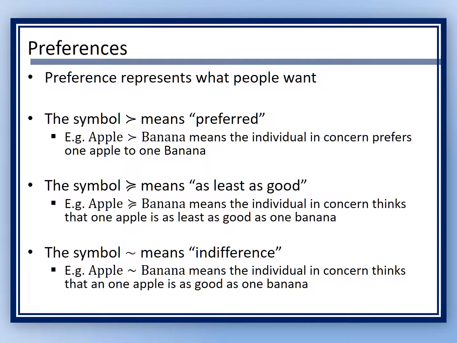They cover all cases, right? They cover all cases because you either prefer something to another thing, you could be indifferent, or it could be better. So they cover all cases, and in economics, we assume that people can tell you what they like.